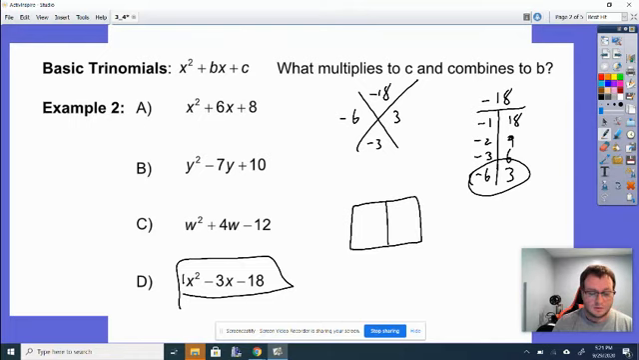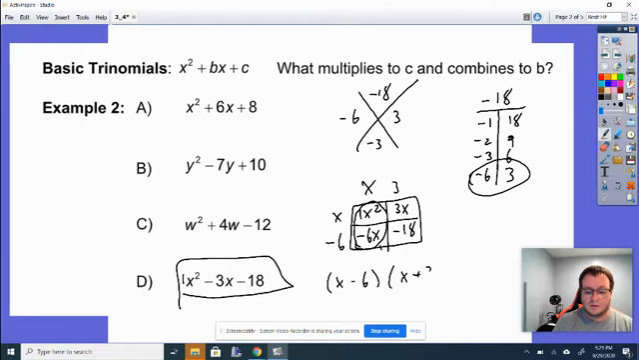Taking it over to the box. 1x squared, negative 18, negative 6x, 3x, drawing the circle. I can take an x out of both of those. x times x gives me x squared. Negative 6 times x gives me negative 6x. 3 times x gives me 3x. And then negative 6 times 3 does in fact give me negative 18. So my factors here are x minus 6, x plus 3.